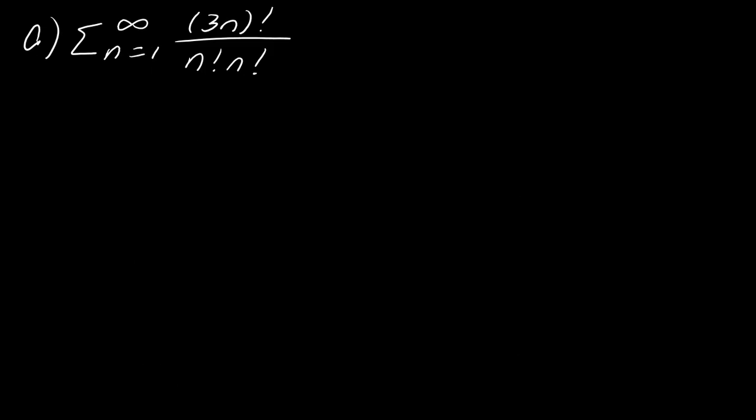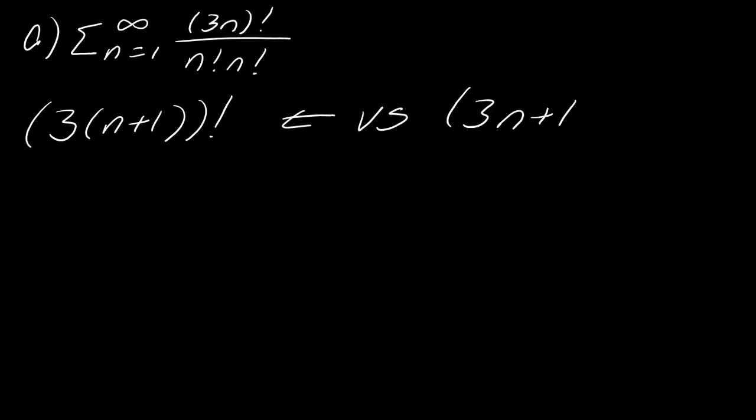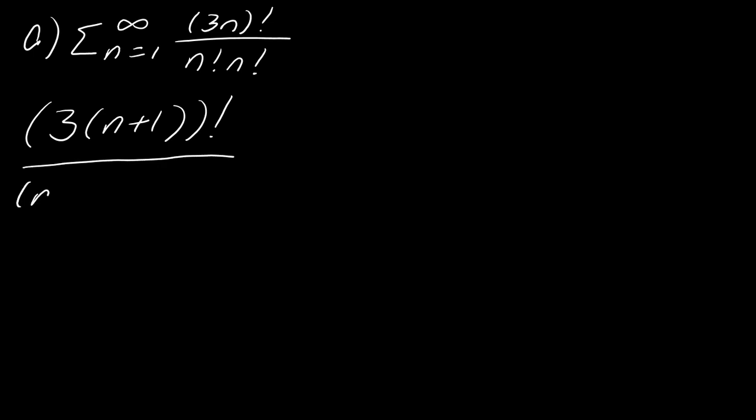So I've got this series here, and I'm going to start by computing the (n+1)th term. Notice how when I set this up, you want to be careful with how you do your (n+1)th term. So n plus 1 needs to go in its own separate set of parentheses, so I am going to have parentheses within parentheses. There is a big difference between this versus 3n plus 1. These are two totally separate things, so you just want to be careful with that, right? Okay, so I've got that over n plus 1 factorial.